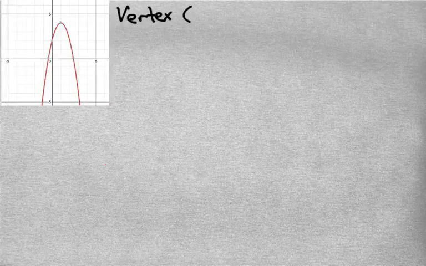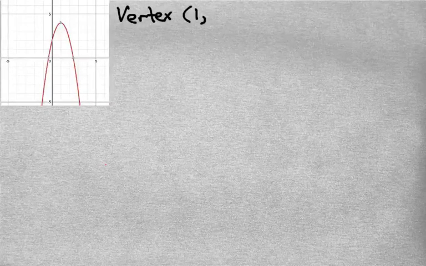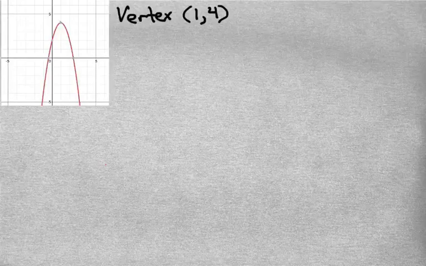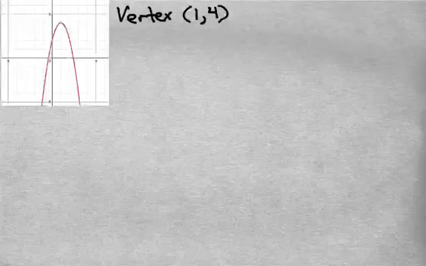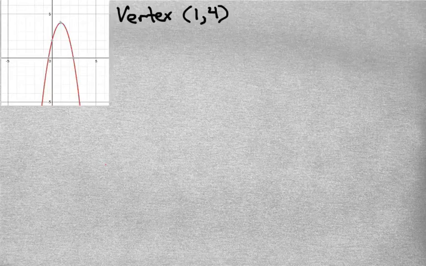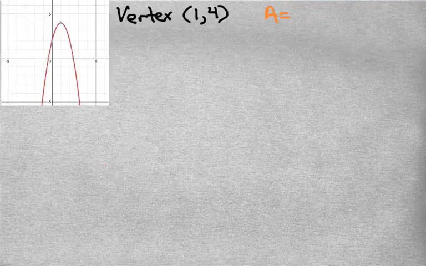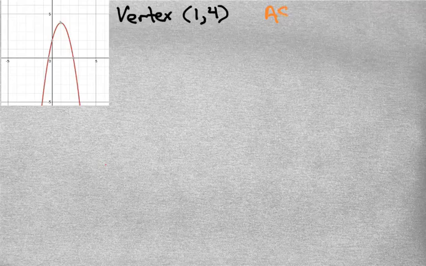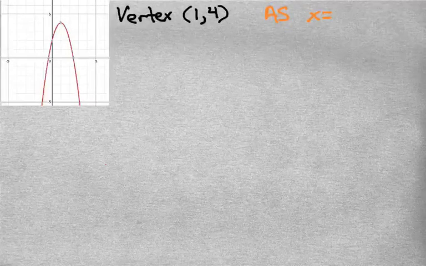Let's look at another one. Just looking through the pieces, I'm going to go ahead and identify them. We have our vertex at 1, positive 4. We have our axis of symmetry at x equals 1.